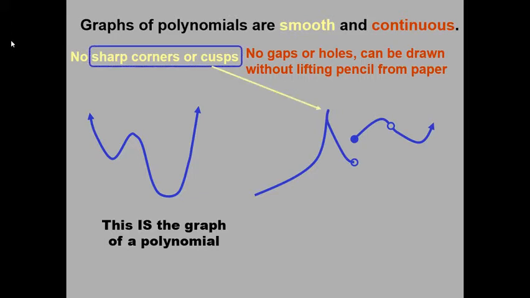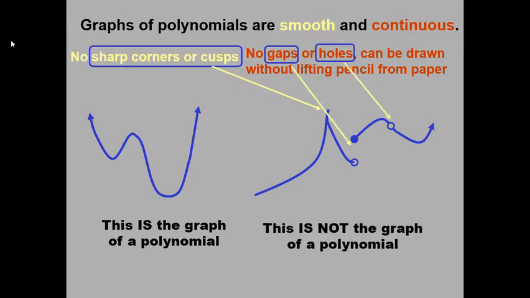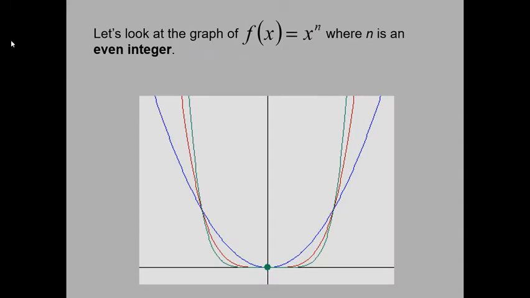Sharp corners or cusps. We have a gap and we have a hole. So this is not the graph of a polynomial. Let's look at the graph f of x equals x^n, where n is an even integer. Remember, what are your even integers? They would be 2, 4, 6, 8. That's correct.